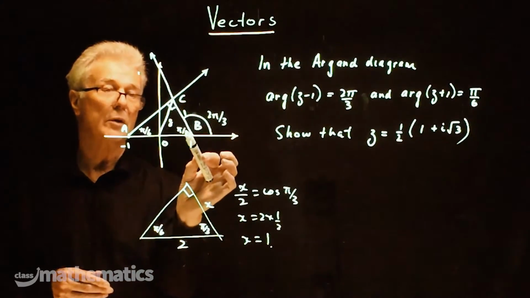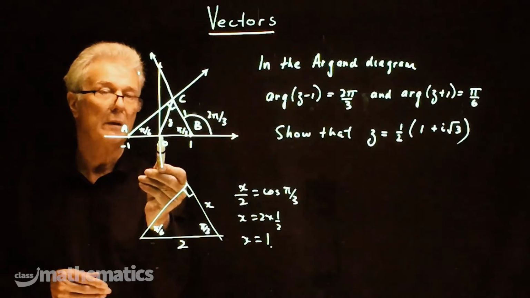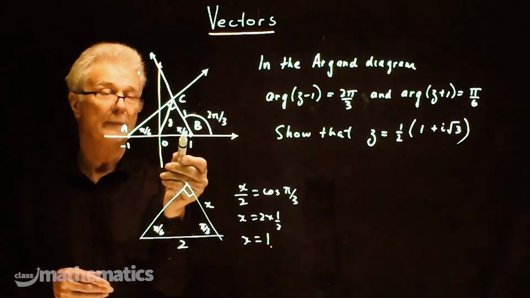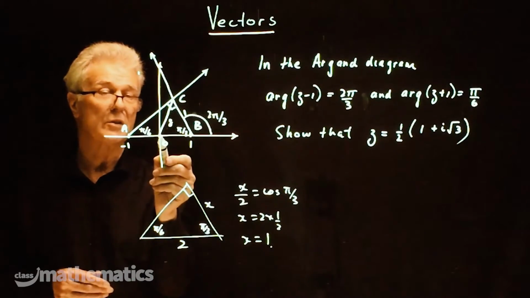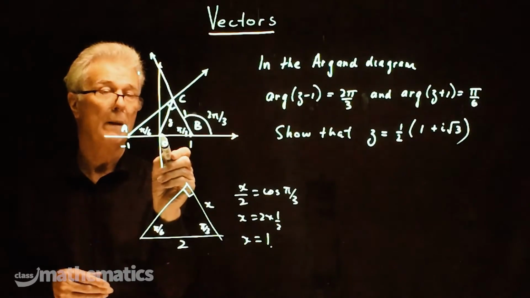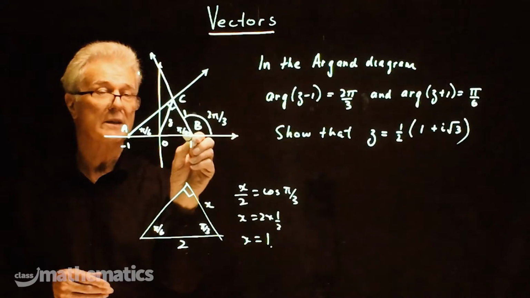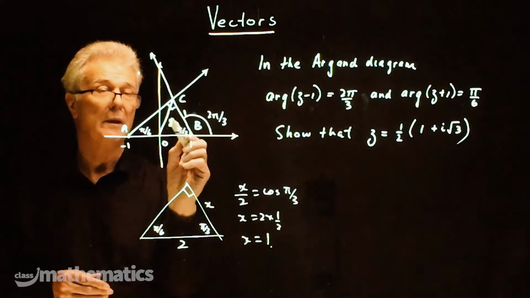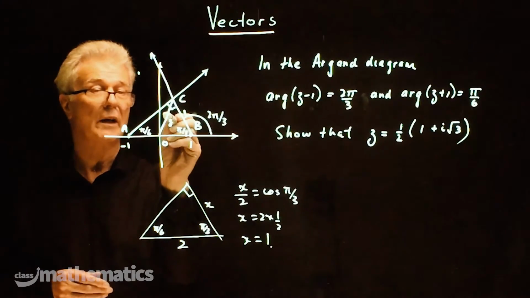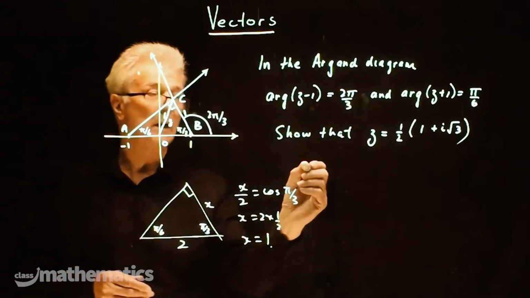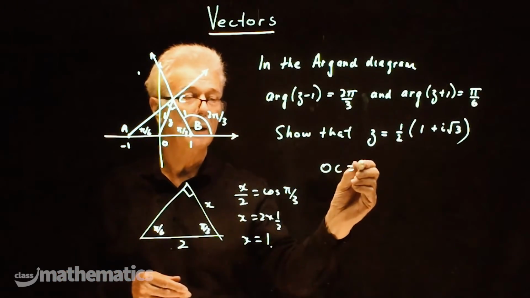Now that side's 1 unit, and that side's 1 unit, and that's 60 degrees in there. This must be an isosceles triangle, but even better, if that's 60 degrees, these two must make up 60. So this actually is an equilateral triangle. This side here must be 1. So we know that OC must equal 1.